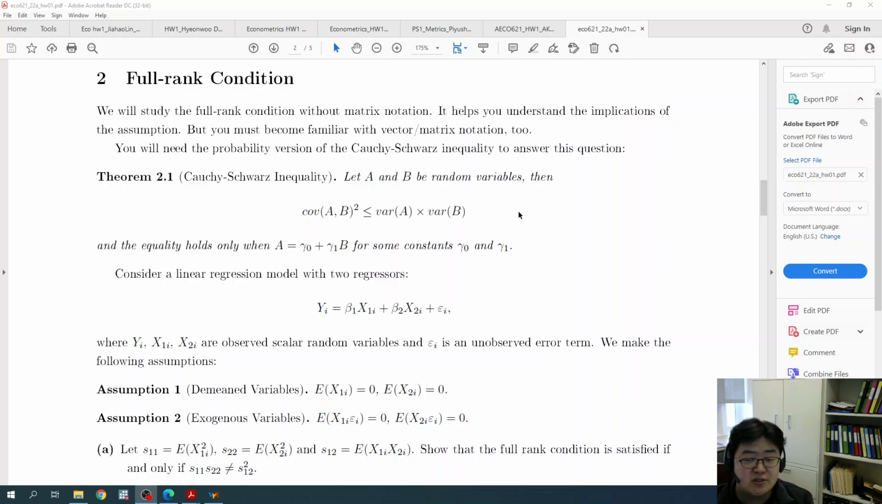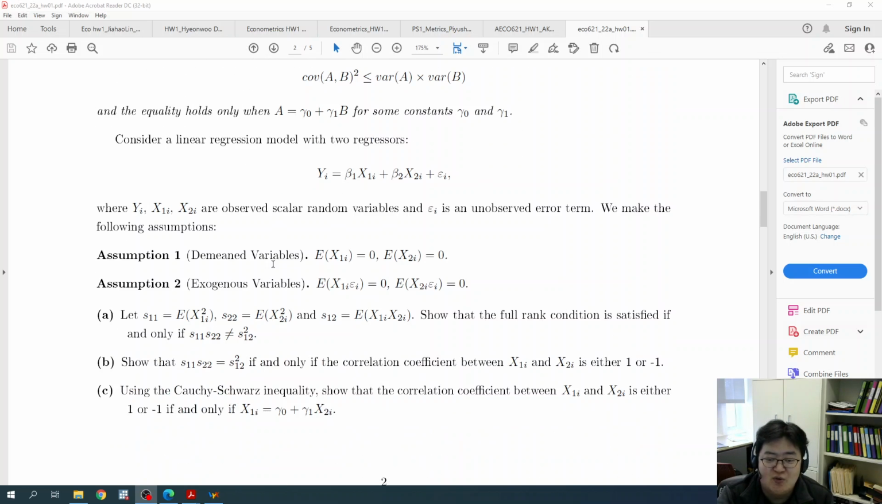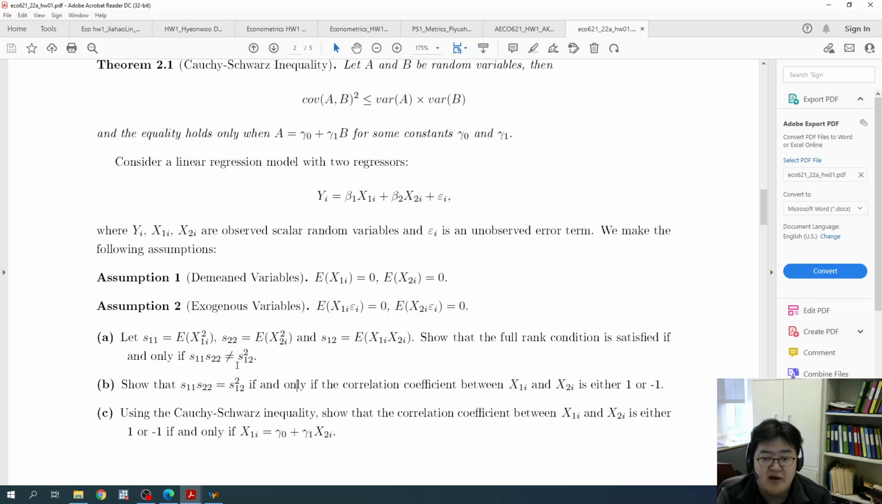Okay, now question 2. Most of you have done very well on question 2, but the only problem was maybe in question A. The other questions were overall fine. Here again, the full rank condition depends on the determinant of the matrix.